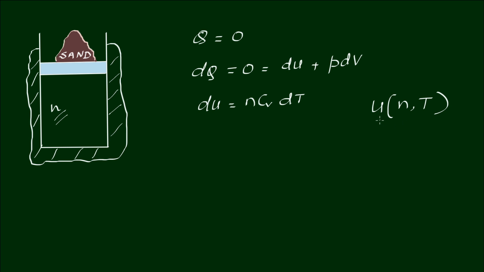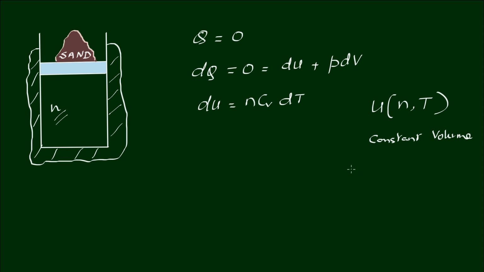Now, how do I find this function? How does the internal energy depend on the temperature? For this, we can choose any process whatsoever, measure the change in the temperature, find the change in the internal energy, and that way you know how the internal energy changes with the temperature. Now to this end, what we do is we'll choose an isochoric process. That means a constant volume process.